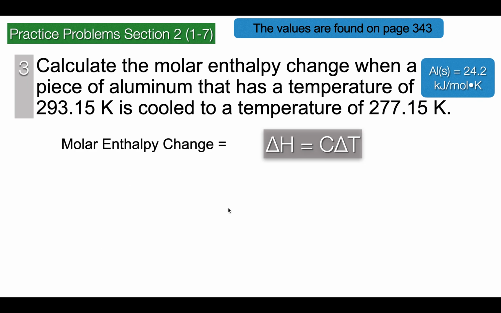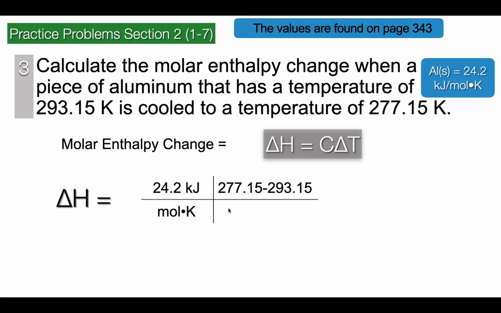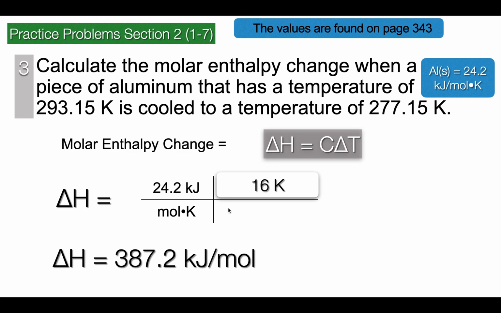Number 3, calculate the mole enthalpy change when a piece of aluminum that is temperature of 293.15 Kelvin is cooled to temperature of 277.15 Kelvin. The CP for aluminum is 24.2. The temperature change will be 277, which is the final, because it's being cooled down. So 277.15 minus 293, which was the initial, and that will be 16 Kelvin. Put those numbers in your calculator and it gets 387.2 kilojoules per mole.